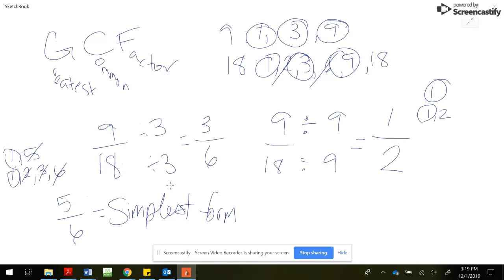So really, it's going to be making sure that we know our factors. We know which factor is our greatest common factor, and just be ready to divide all the time.